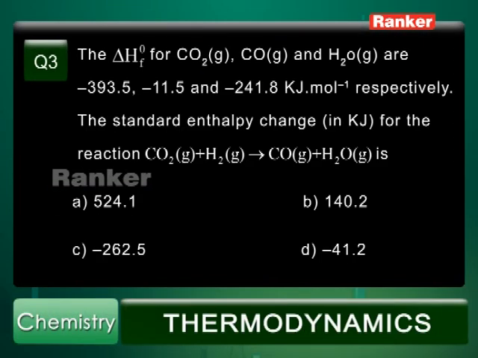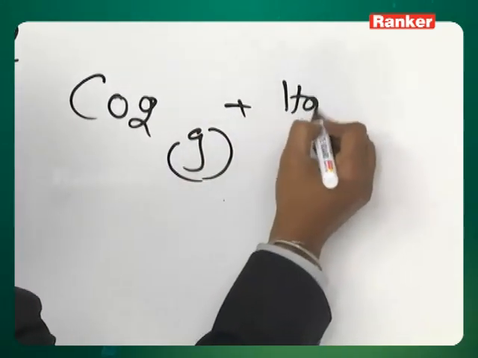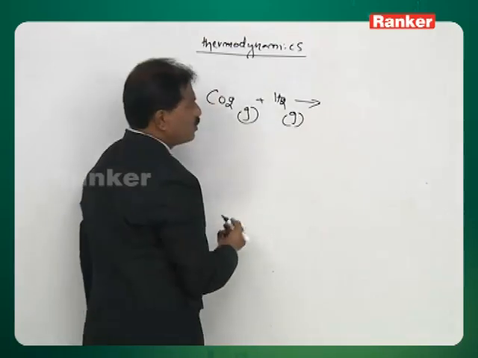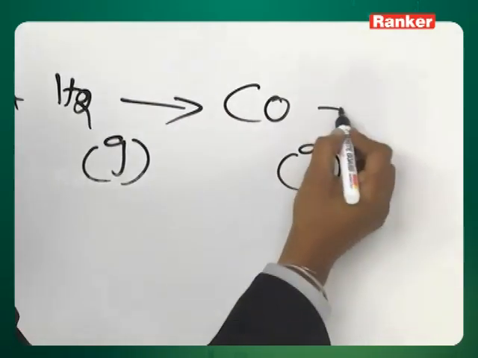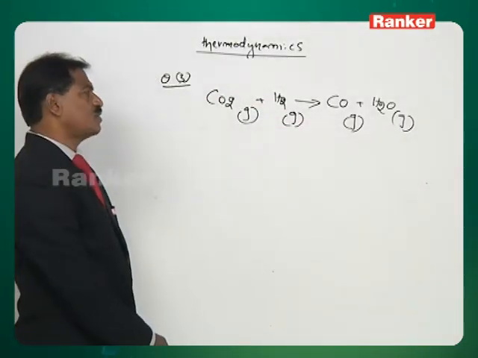The heats of formation of CO2 gas, CO gas and H2O gas are minus 393.5 kilojoules per mole, minus 110.5 kilojoules per mole and minus 241.8 kilojoules per mole. What is the standard enthalpy change in kilojoules per mole for the reaction CO2 plus H2 gives CO and H2O? The reaction is CO2 gas plus H2 gas gives CO gas plus H2O gas. For this reaction, they are asking for the enthalpy change.